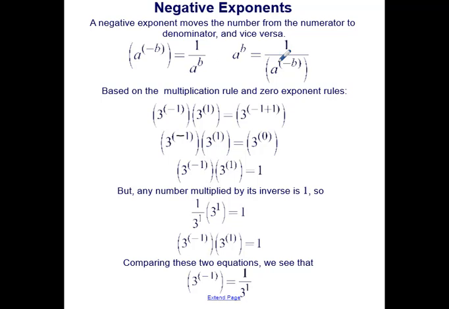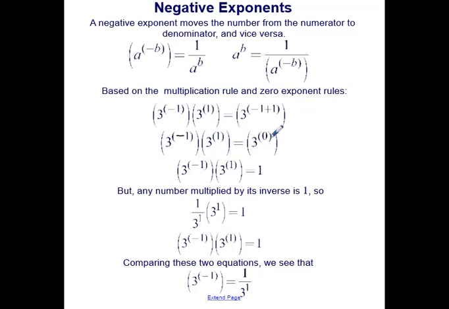So let's use as an example a base of 3. Using the multiplication rule first, let's explore if we had 3 to the negative 1 times 3 to the positive 1. Our multiplication property would tell us to add those exponents. So that would be equal to 3 to the negative 1 plus 1. But negative 1 plus 1 is a sum of 0. So 3 to the negative 1 times 3 to the positive 1 is equal to 3 to the 0.